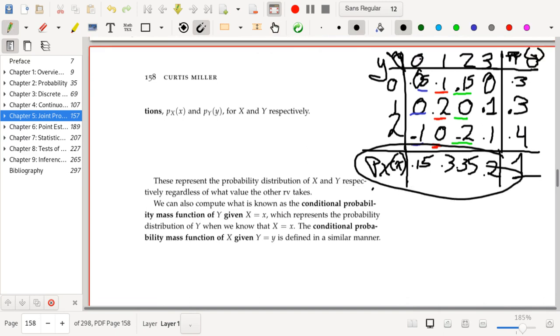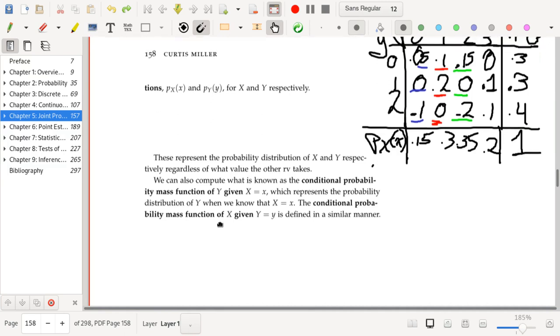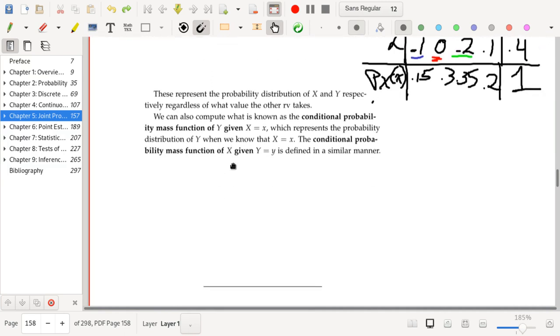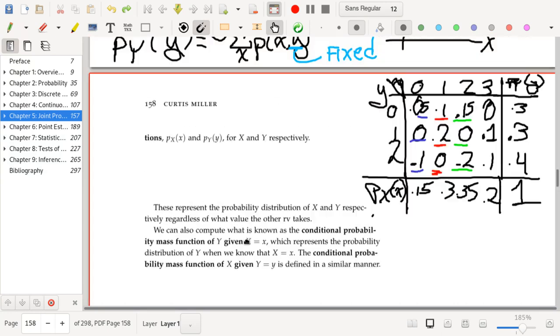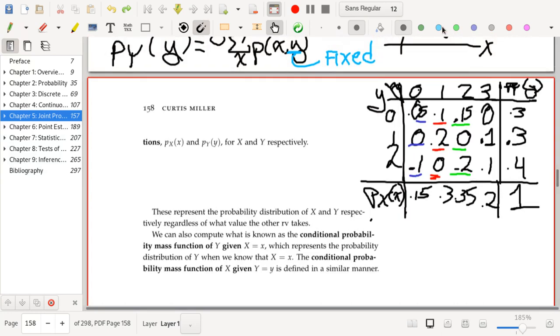Notice again that this was computed in the margin, hence the term marginal distribution, because what we end up with is a probability mass function for x. Okay. We can also compute what are known as conditional probability mass functions. A conditional probability mass function represents the probability distribution of y when we know that x is equal to little x. So it's the value of y given what the value of x is. This allows us to think about the relationships among these random variables. It would correspond to, if we were forced to live in a world where y is equal to 0, what would then be the distribution of x?